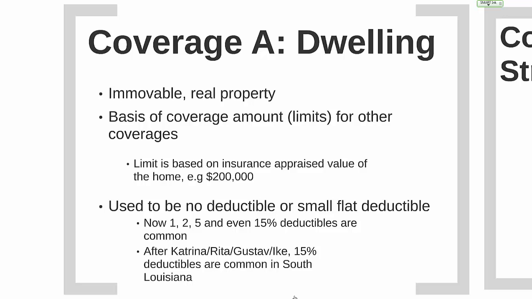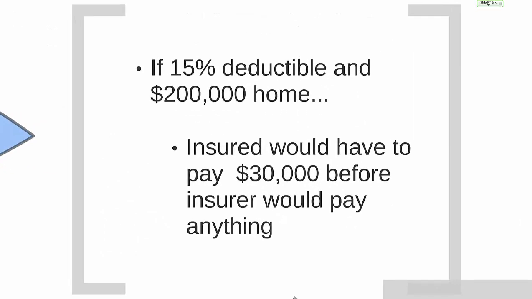Again, just think of how much homeowners have to save in order to pay for a loss because of these high 15% deductibles. For example, if you have a 15% deductible and a $200,000 home, the insured would have to pay $30,000 before the insurer would pay anything. Insurance truly begins at this point to be there only to pay very high severity and very low frequency losses.